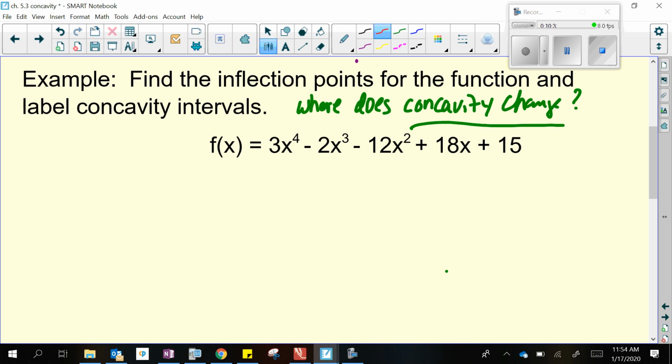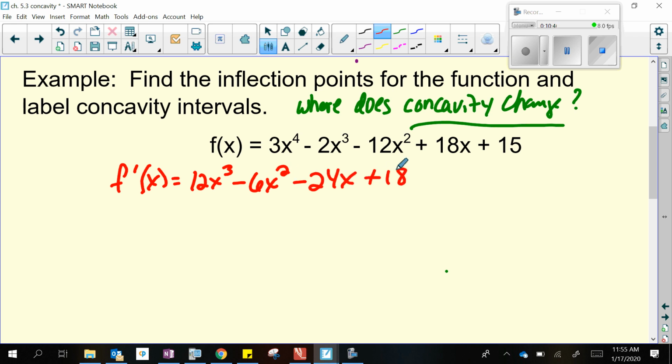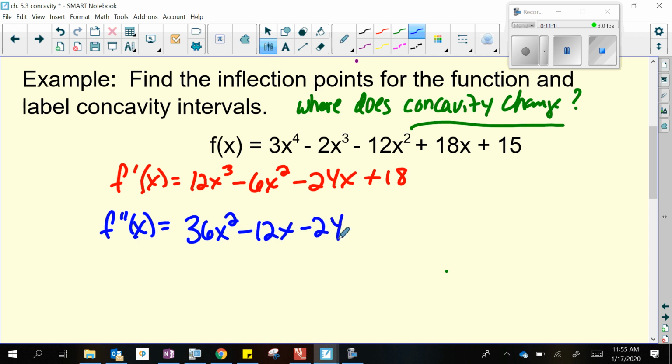So I need to find the second derivative, right? So I'm going to take the first derivative, and I get 12x to the third minus 6x squared minus 24x plus 18. I'm not going to do anything with it because I'm not going to try to find maxes and mins right now. I just want to see where concavity changes. So let's go ahead and take the second derivative. I get 36x squared minus 12x minus 24.